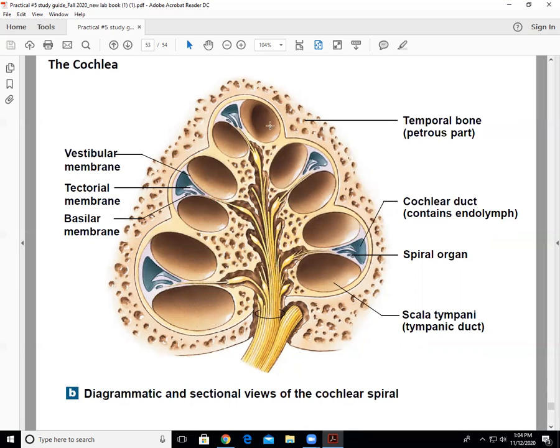Now also, this cochlea is embedded essentially inside your temporal bone, because it's by your ear, right?